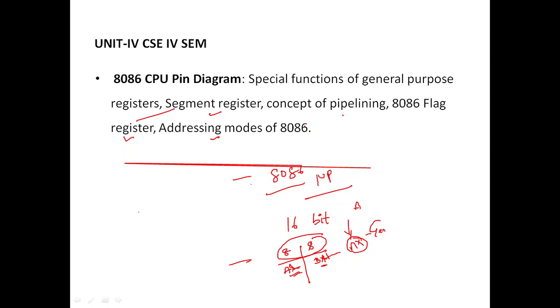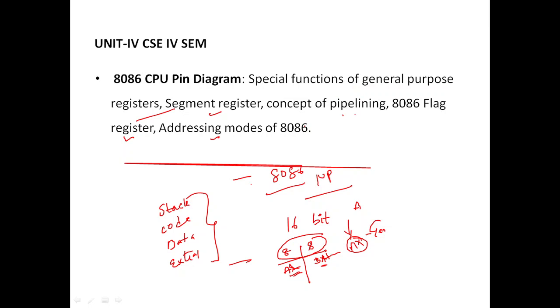In segment registers, you will have the stack segment, code segment, data segment, and extra segment. These are the different segment registers. These are the 4 segment registers. Why we are going with these 4 segment registers and what the use of these segment registers is, you will get to know. And the concept of pipelining.